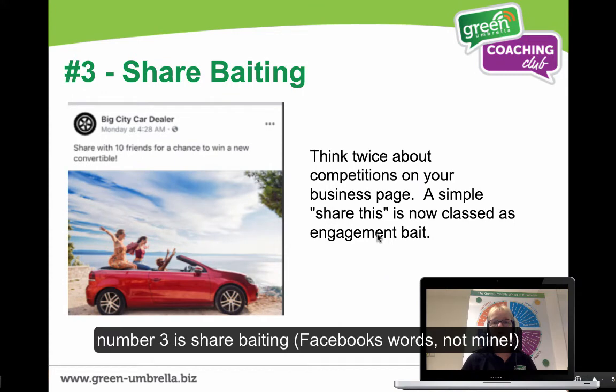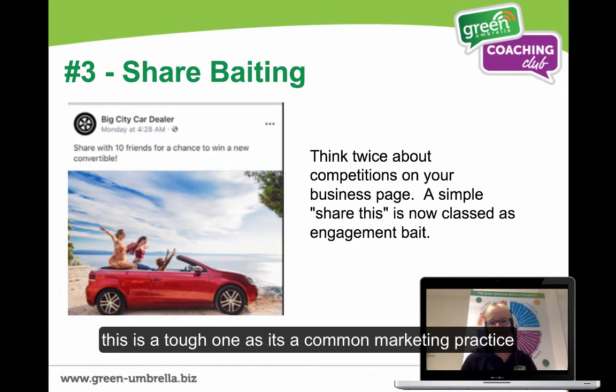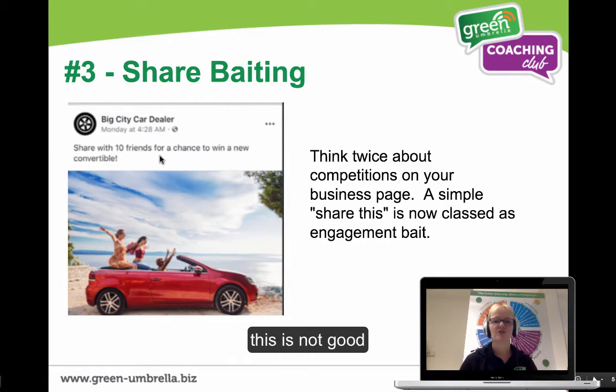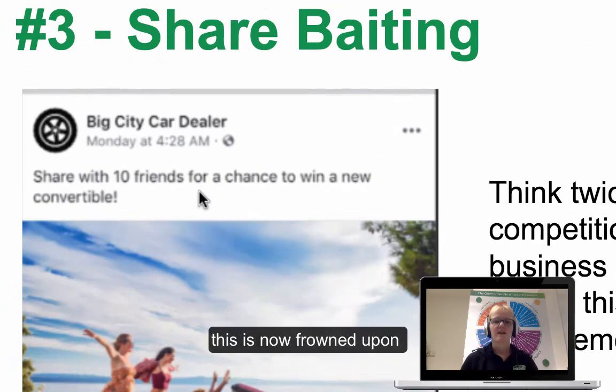So number 3 is share baiting. This is a tough one, because a lot of us do this, and we have been doing this for a long time, especially if we're running competitions on Facebook. So try and avoid words like "share this". This is a prime example here: "Share with 10 friends for a chance to win a new convertible." That is now frowned upon. And again, that is classed as engagement baiting.